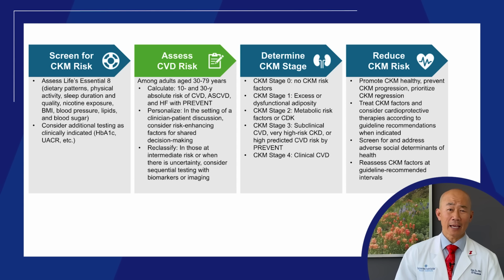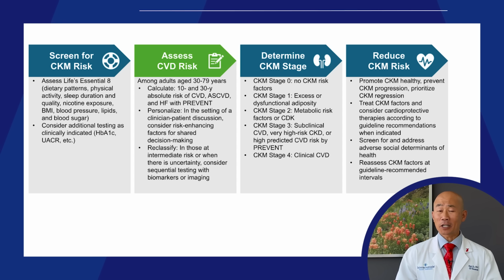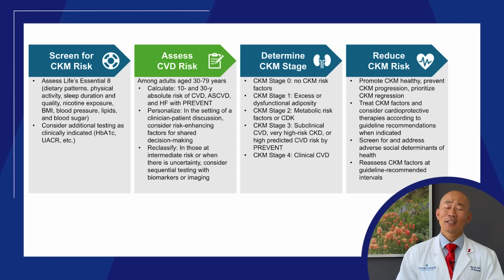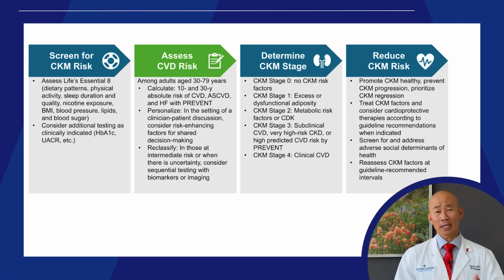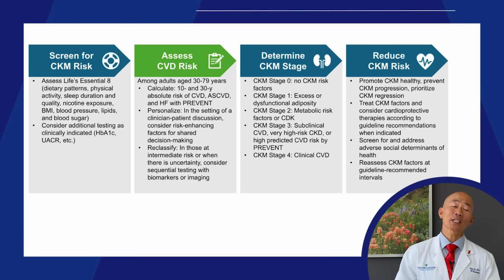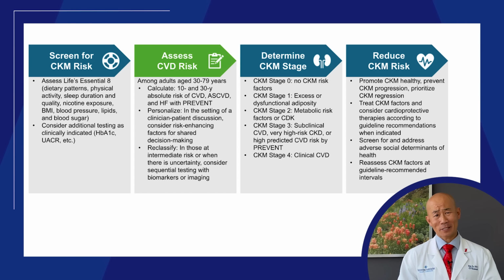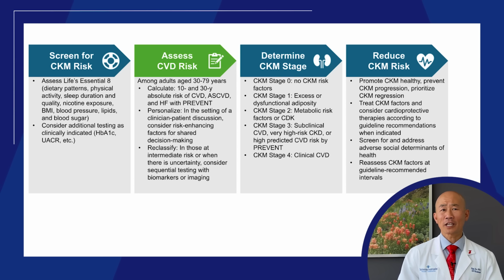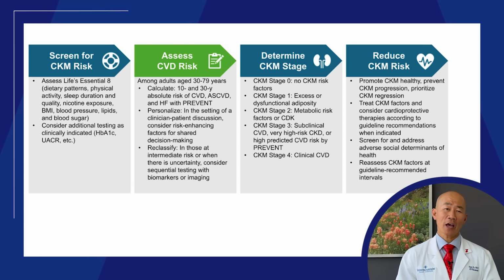First, screening for CKM risk, using tools like the AHA's Essential 8 and including our lipid profiles, blood work, but adding UACR and also BMI. Number 2, assessing cardiovascular risk, where we calculate ASCVD risk using calculators such as the Prevent and personalizing the conversation with your patient. Third, determine that CKM stage, and we've talked about stage 0 through stage 4. Lastly, reducing CKM risk, treating appropriately, promoting overall health, and continue screening, addressing social determinants of health as you discover them.